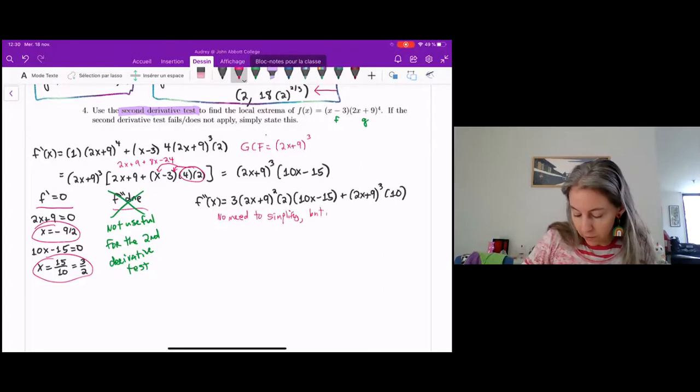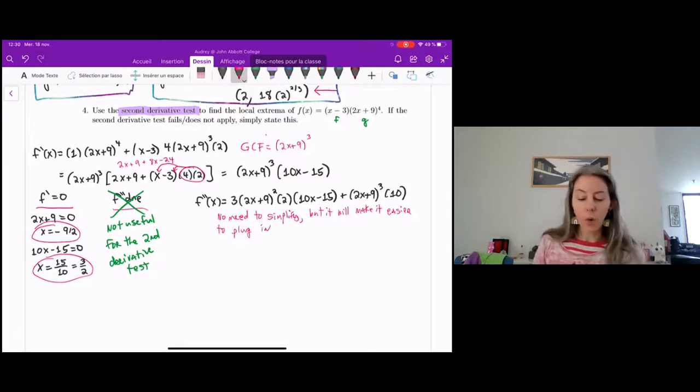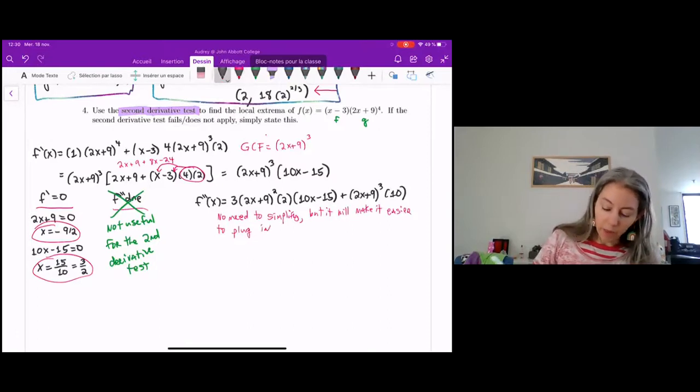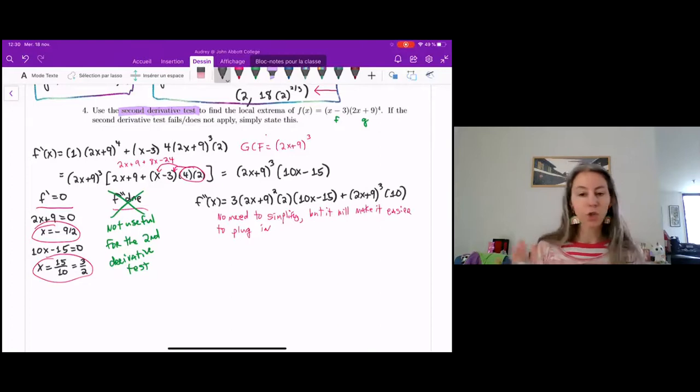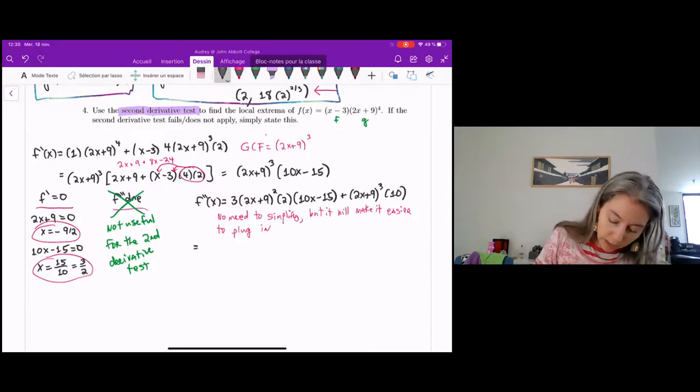But it will make it easier to plug in. So I'm going to actually simplify, just because I'm kind of doing this in my head here. I'm going to factor out just 2x plus 9 squared. Yes, there's a factor of 2 on both sides. There's also another factor of 5. So I technically have a factor of 10 that I could also factor out. But because I'm just doing this to simplify, I'm just going to pull out that 2x plus 9 squared.